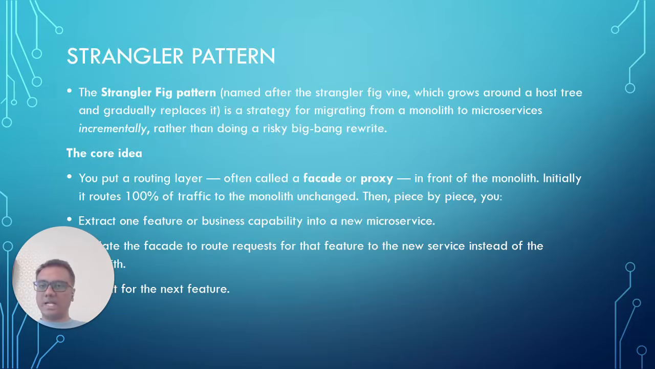Now comes the Strangler pattern. So what is the Strangler pattern? The Strangler pattern is derived from the word strangler fig pattern. So it came from the strangler fig vine. What happens is that it gradually replaces. It grows around the tree and gradually replaces it.